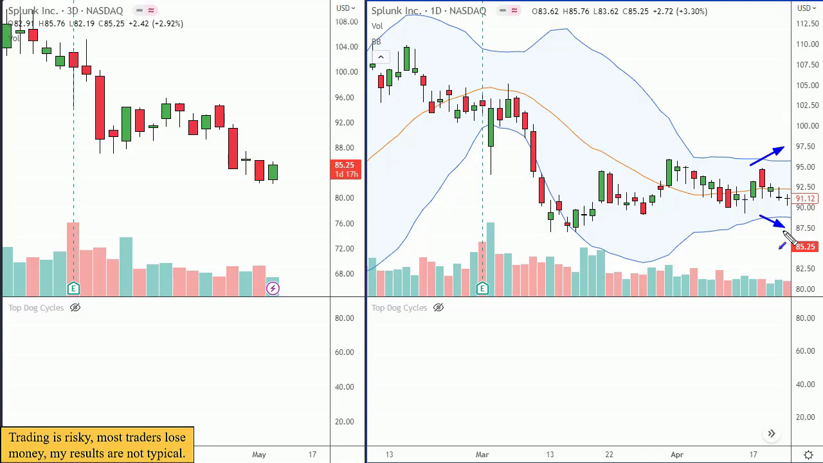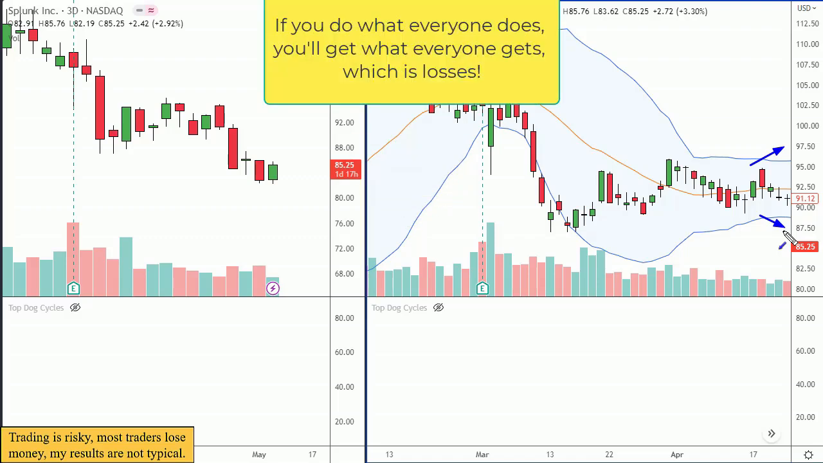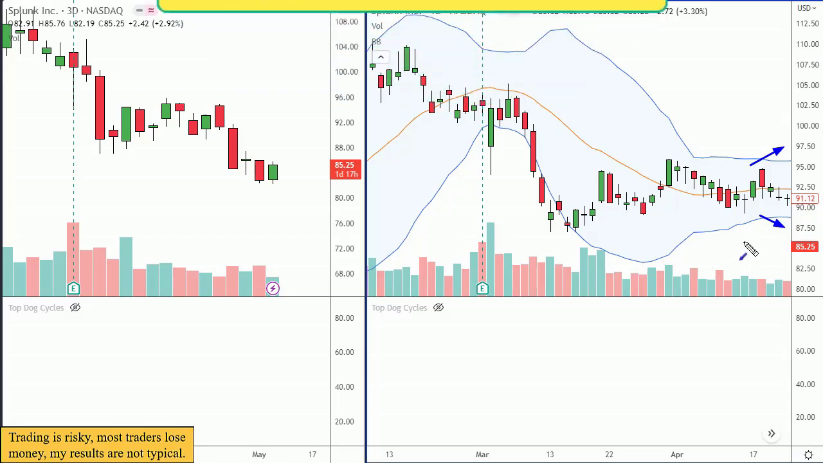That's the traditional way to trade Bollinger Bands, but that's what everybody's looking for, and everybody's losing money. So if you do what everybody does, you get what everybody gets, which is what? Losses. And we don't want to get losses. We want to get winners. So let me show you exactly how I get in before everybody else so that I make money. And, well, you potentially can as well, though I can't make any financial promises, obviously.